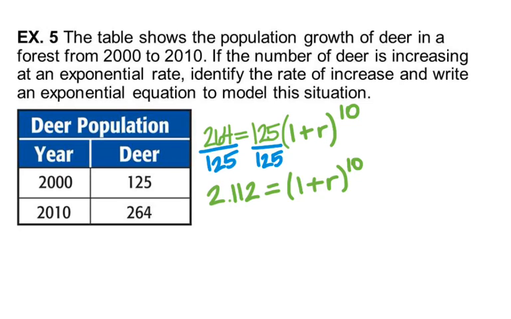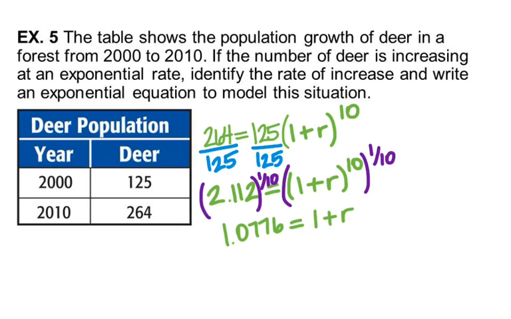So next I need to get rid of the 10th power. You could take the 10th root of both sides to get rid of that. That's the same as raising to the 1 over 10 power. So it's just easier to type in your calculator to raise this number to the 1 over 10 power. So type 2.112 raised to the 1/10, and you're going to get 1.0776 equals 1 plus r.